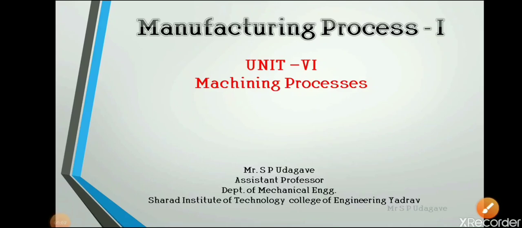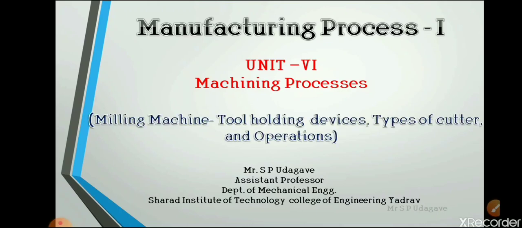Hi friends, today we are going to discuss the next part of the machining process. In that, we have already seen the milling machine main parts and the types of milling machine. The next part of the milling machine is the tool holding devices, the types of cutters used for the operation, and the different types of operations performed by the milling machine.